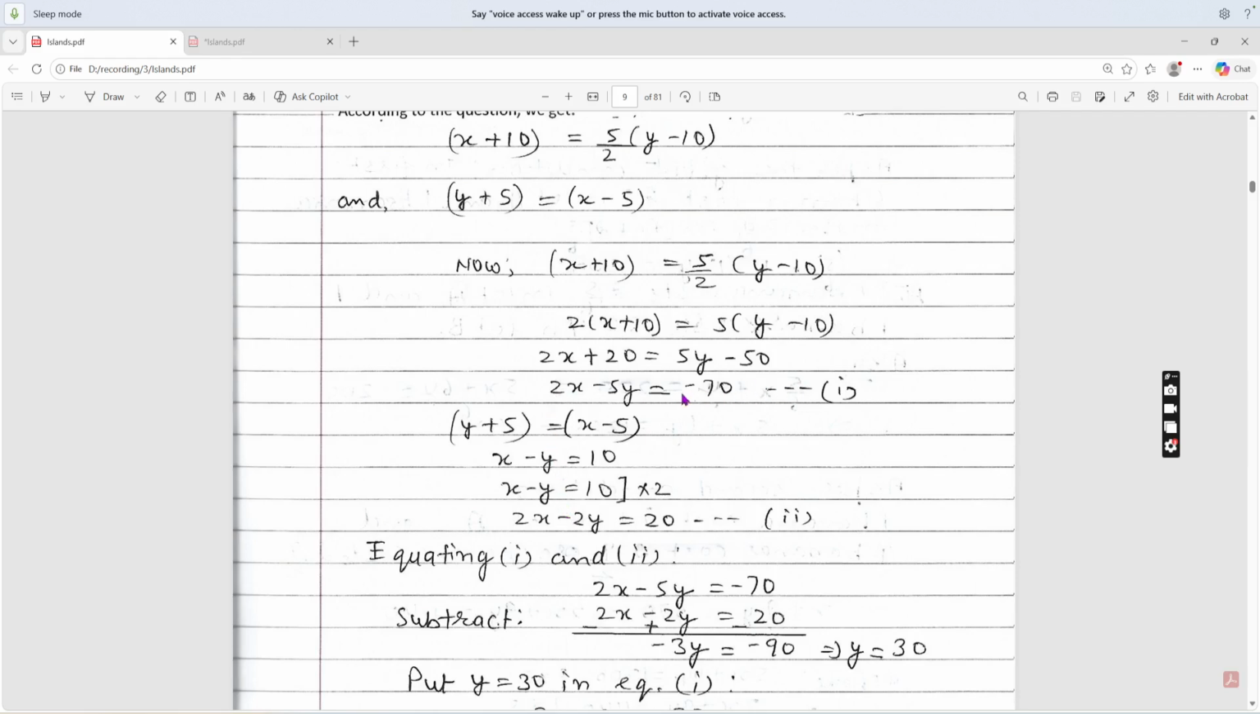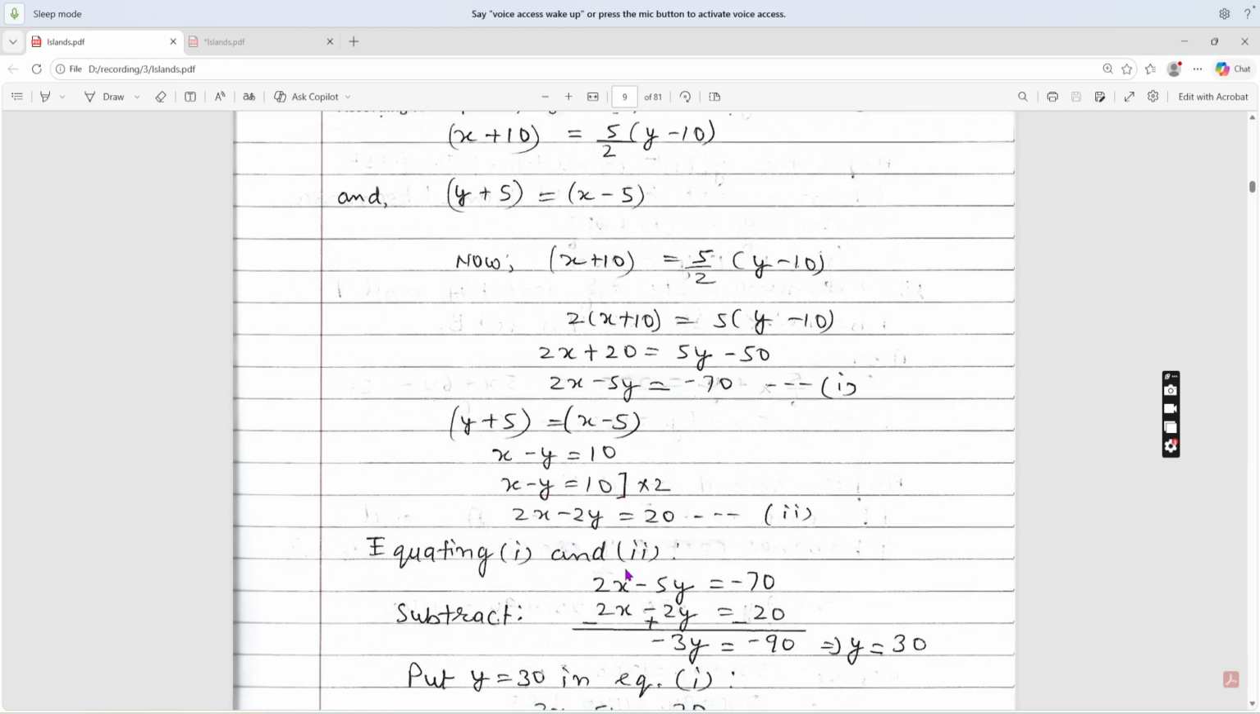In the first equation, the coefficient of x is 2. In the second equation, the coefficient of x is 1. So we are going to multiply the entire equation by 2 in order to make the coefficient of x the same. Now we are going to apply the elimination method.